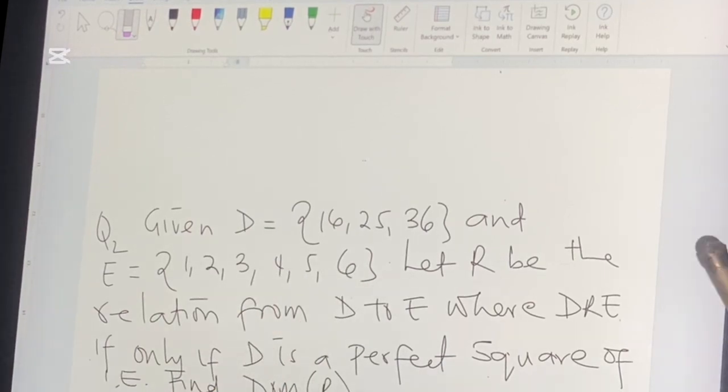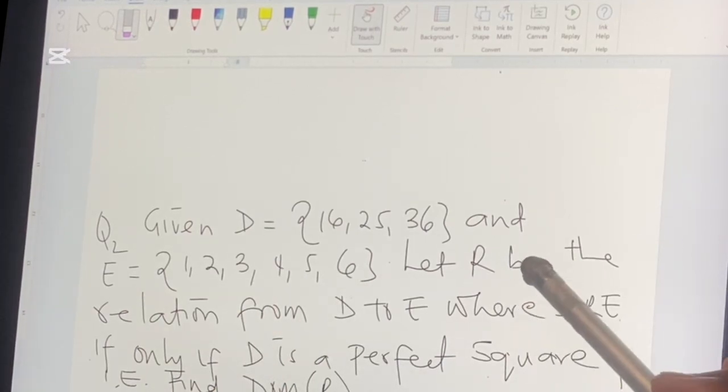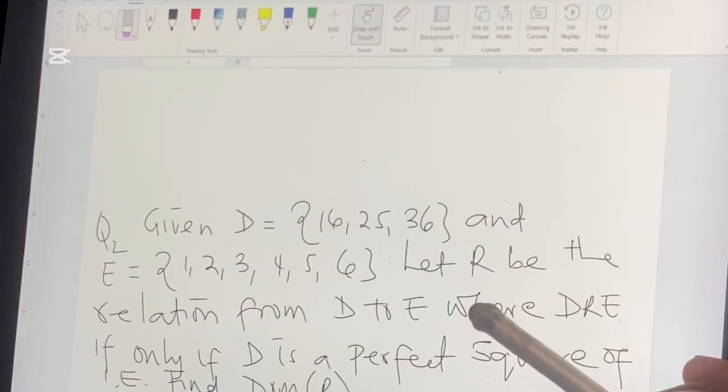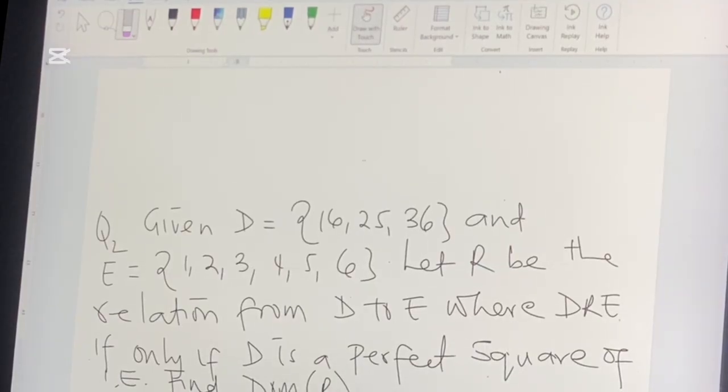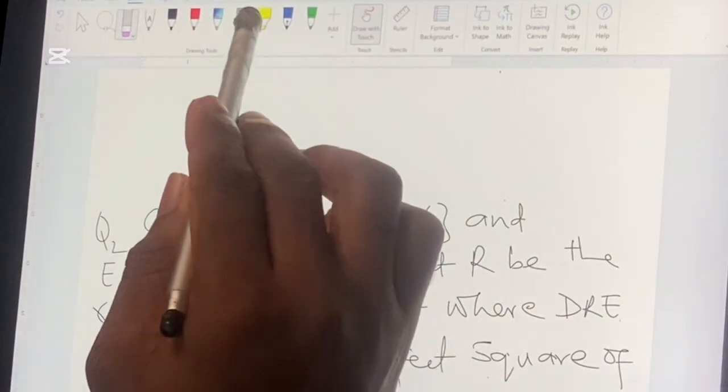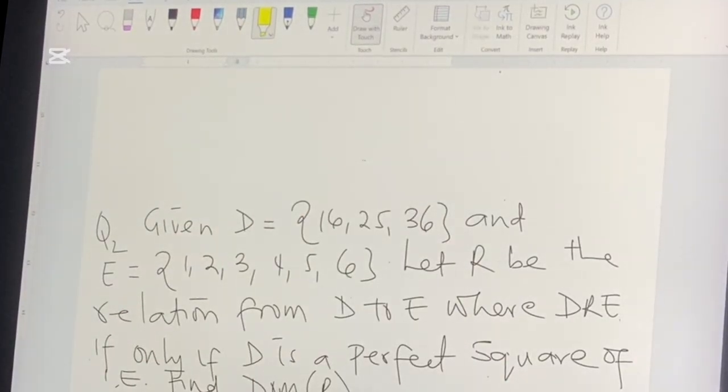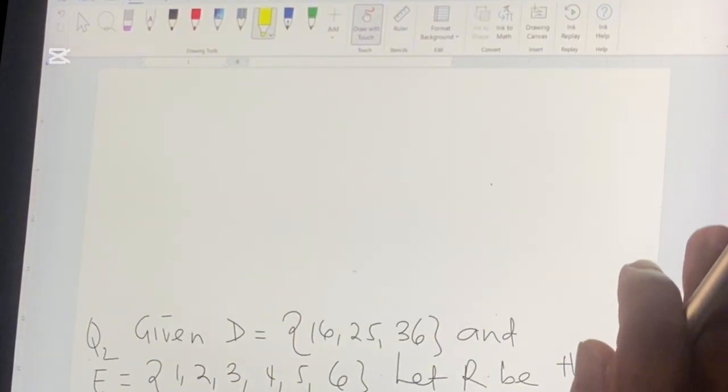5, 6}. Let R be the relation from D to E, where D relates to E if and only if D is a perfect square of E. Find the domain of R. Now we are asked to find the domain of R. So let's understand what domain is first before we find the domain of R. Please take note. Solution first.